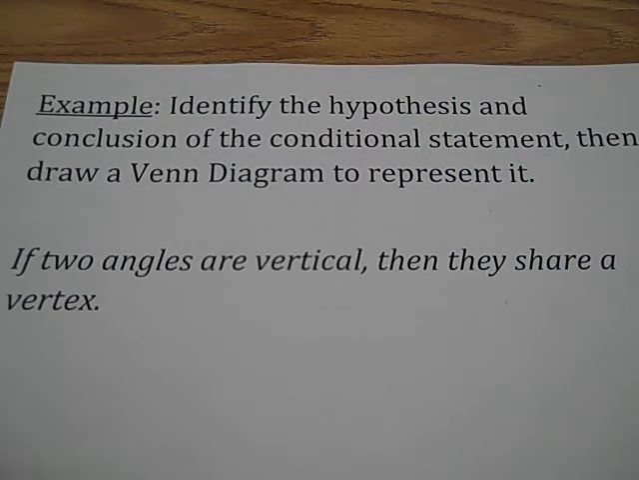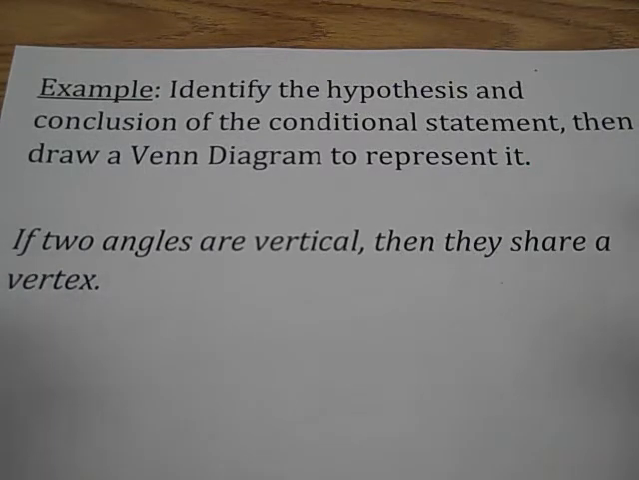So I have a conditional statement down here in italics. If two angles are vertical, then they share a vertex. What I've asked you to do is find the hypothesis and the conclusion of the statement, and then we'll draw a Venn diagram to represent it.